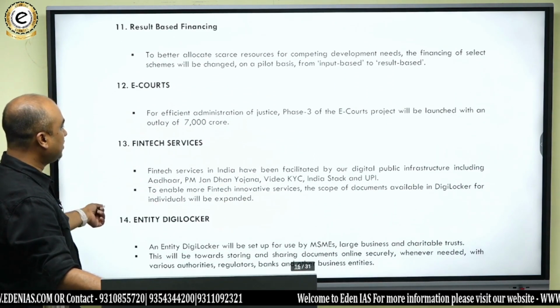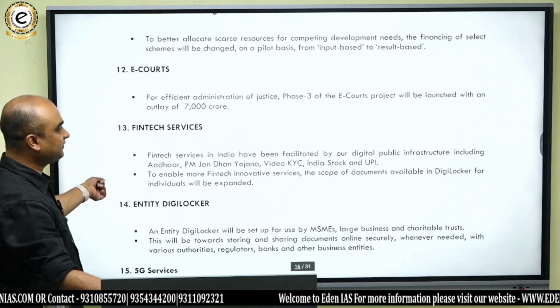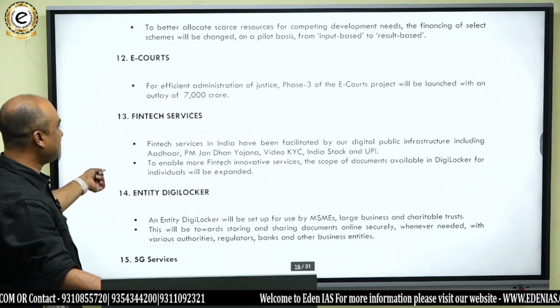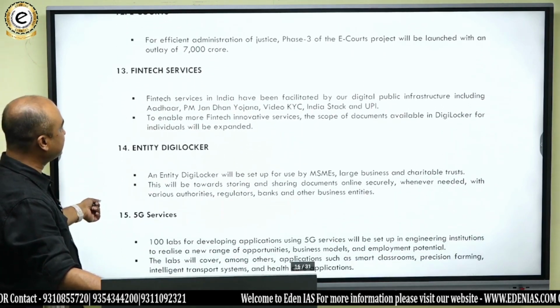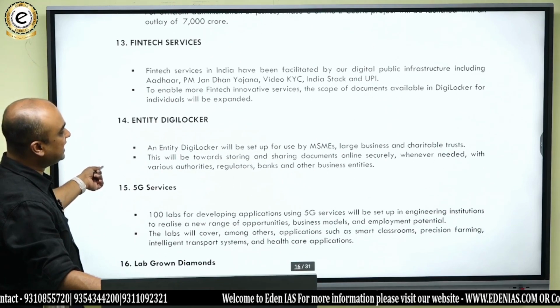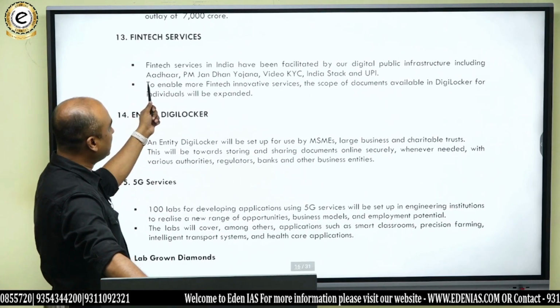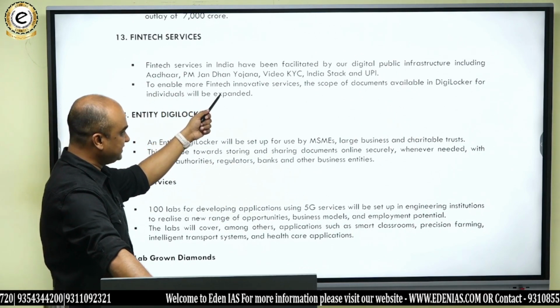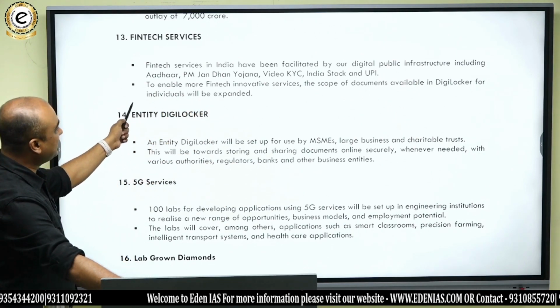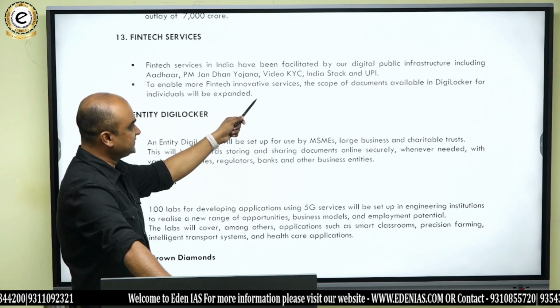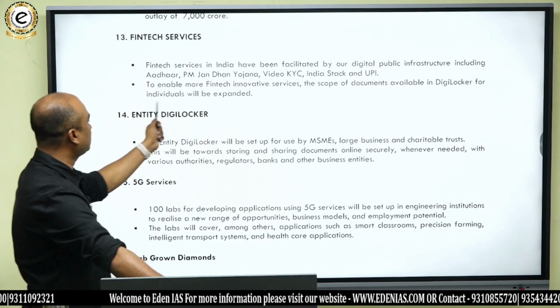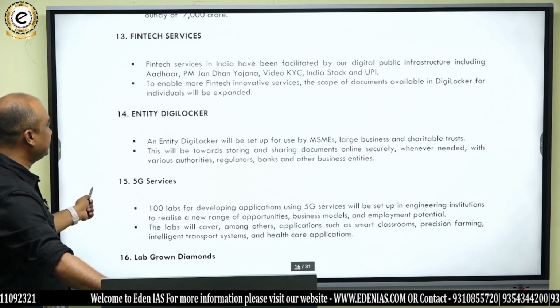E-courts. For efficient administration of justice, phase 3 of e-courts will be launched with an outlay of 7,000 crore. Fintech services. Fintech services in India have been facilitated by our digital public infrastructure, including Aadhaar, PM Jan Dhan Yojana, Video KYC, India Stack, and UPI. To enable more fintech innovative services, the scope of documents available in DigiLocker for individuals will be expanded.